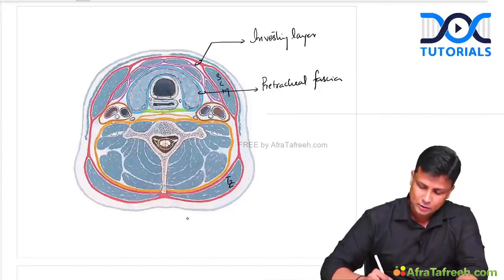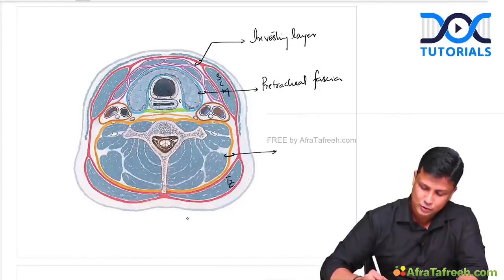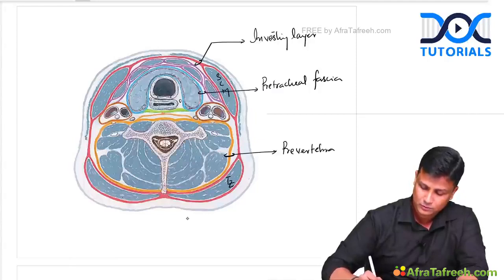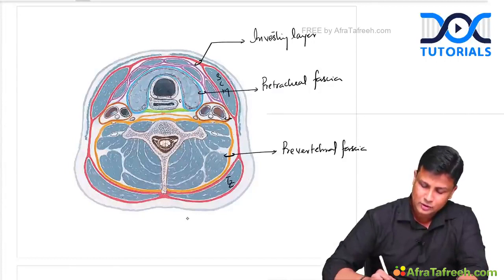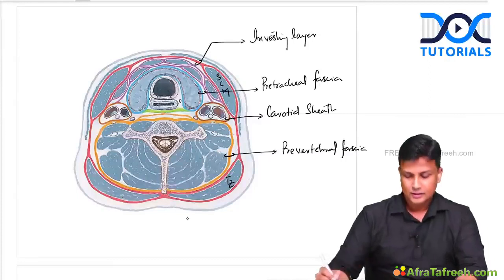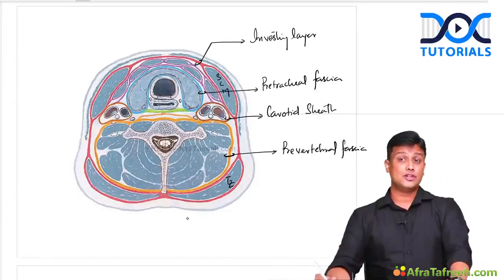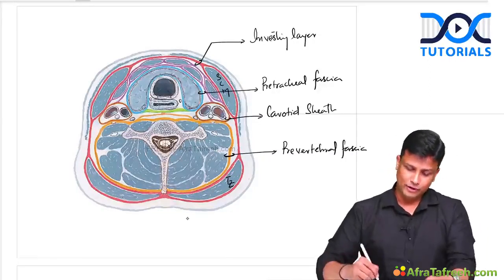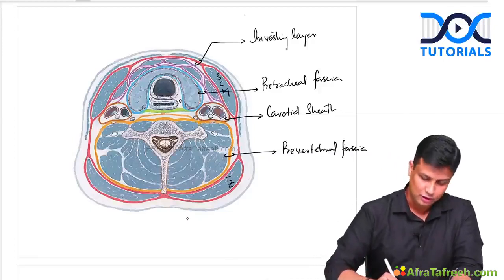And this yellow colored one, or the orange colored one, which is surrounding the cervical vertebrae and the muscles over there, is known as the prevertebral fascia. And then finally, this one here will be the carotid sheath. That is carotid sheath. Now, all these four modifications I have written here are the modifications of deep cervical fascia.